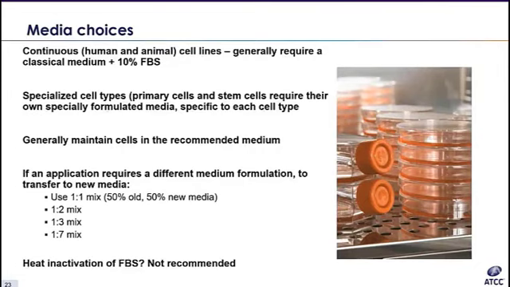So in general, continuous cell lines use a classical cell culture medium, such as DMEM, RPMI 1640, etc., usually with 10% FBS. More specialized cell types like primary cells, hematopoietic cell lines, and stem cells tend to require more specialized media. It is generally recommended to maintain cells in the same medium, but if transferring to a new medium, it should be done gradually with a 50-50 mix of old and new, eventually reaching the new medium entirely. ATCC does not recommend using heat-inactivated FBS under normal circumstances because it can denature growth factors necessary for the health of the cell.